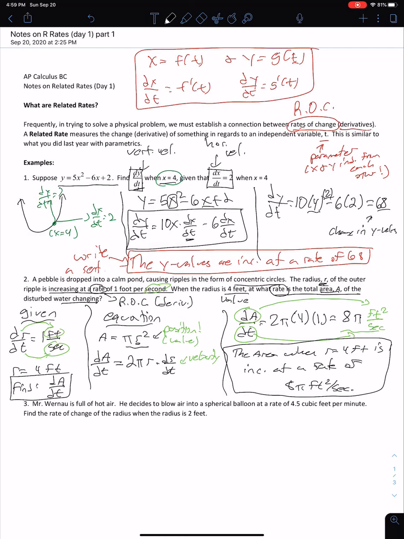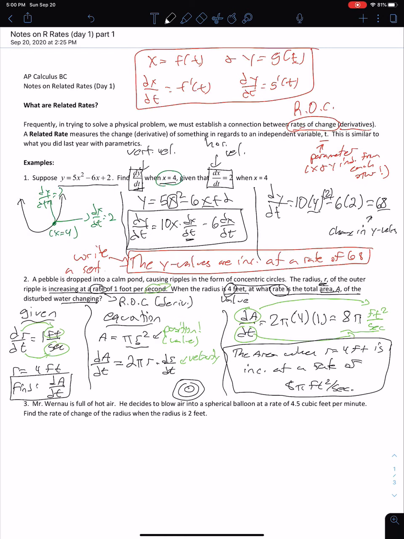What would the area be changing at when the radius is 5 feet? Well, then it would be 10 pi. So as we can see in this problem, the further we get from the center, the faster that area is increasing. This is an instantaneous velocity at this point.